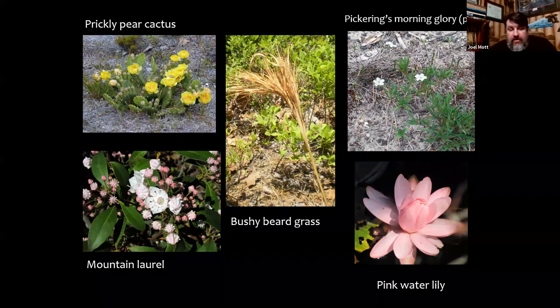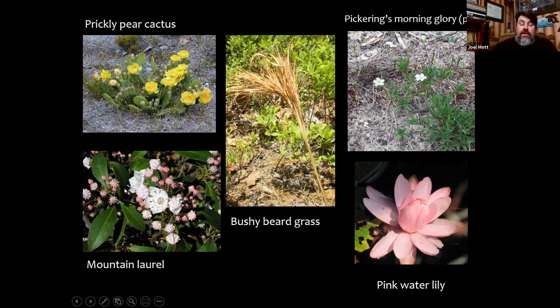And then another kind of a transitional species, definitely the end of May, early June is when you're gonna see the mountain laurel. And I would suggest the prettiest time to drive around the Pinelands is that last week in May, first week of June, because that's when you're gonna see the mountain laurel in full bloom.